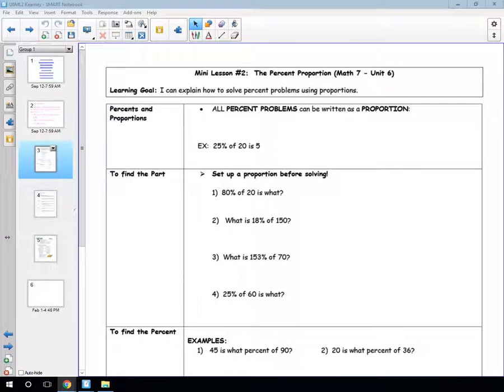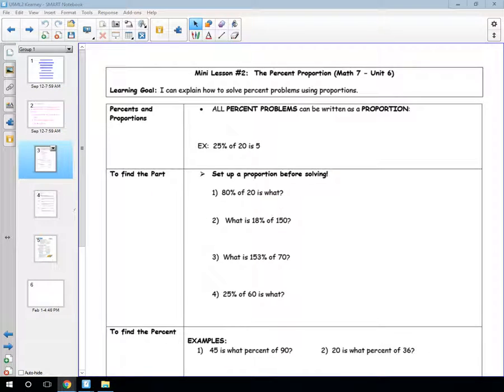Today we are featuring on our show mini lesson 2, the percent proportion. So take just a moment and read your learning goal. Perfect. So the percent proportion, that's all we're talking about today.